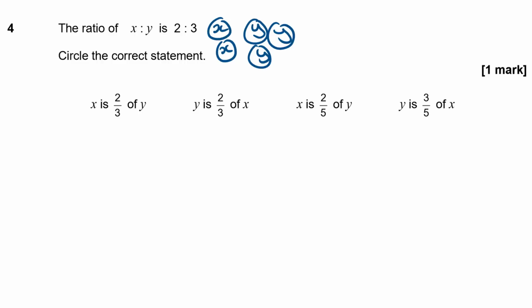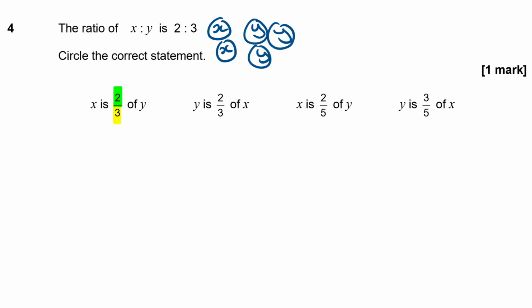Now the question asks us which one of these other statements is saying the same thing. Now they all involve finding the fraction of a number. When you find a fraction of a number, you divide by the number on the bottom and then you multiply by the number on the top.